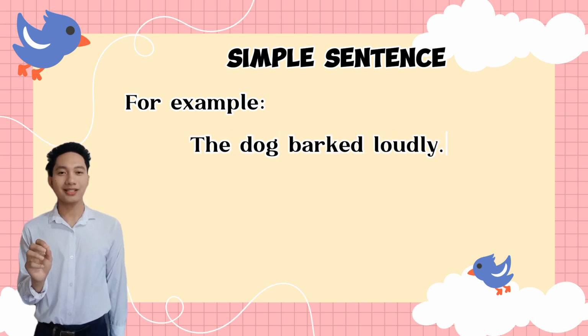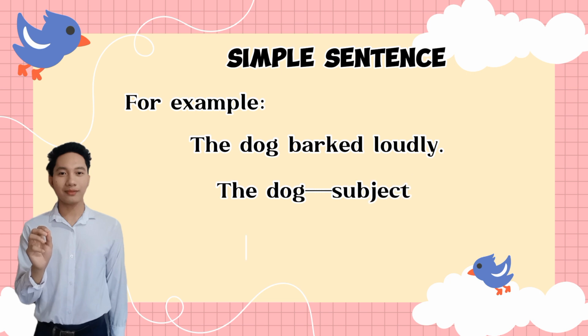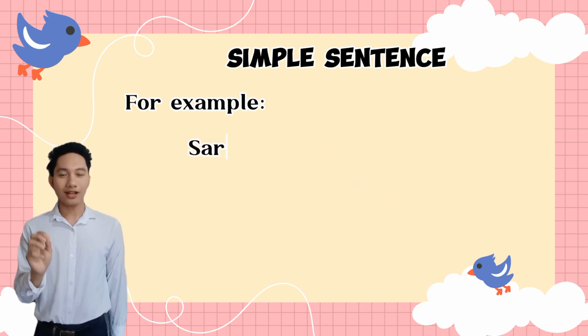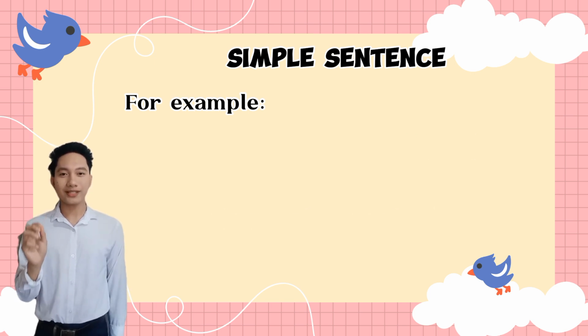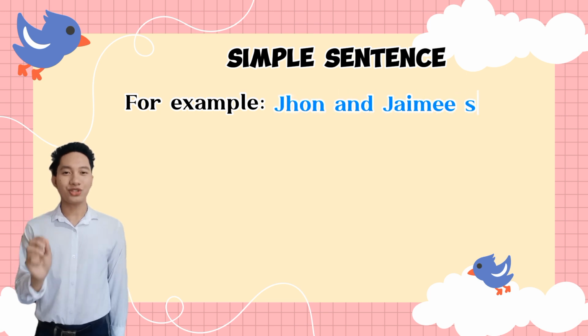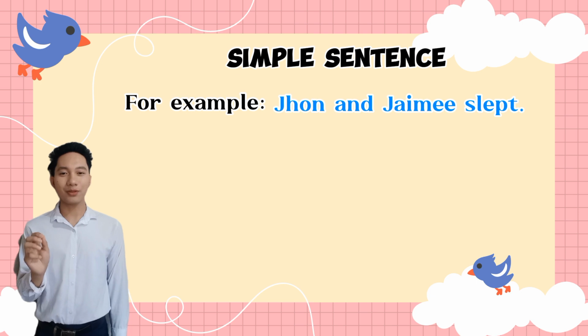As you can see in this sentence, the dog is the subject, right? And barked is the verb. Another example, Sarah loves to read novels. Or, it is snowing outside. But what if we say John and Jamie slept? Is it still considered a simple sentence even if there are 2 subjects?